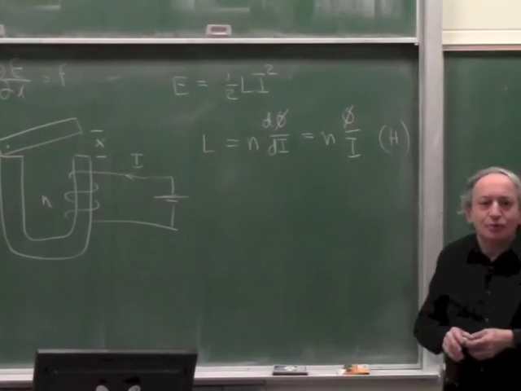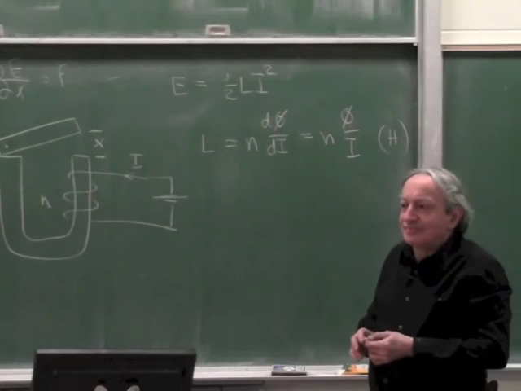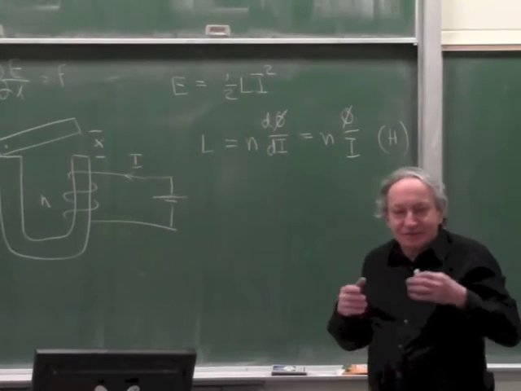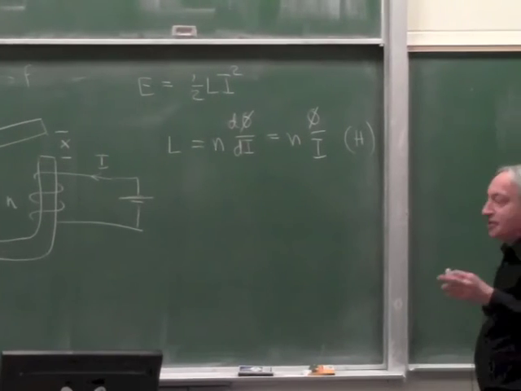Who was Henry? The person who built the first good electromagnet. He did a lot of studies on electromagnetism. I mentioned his name to you before.